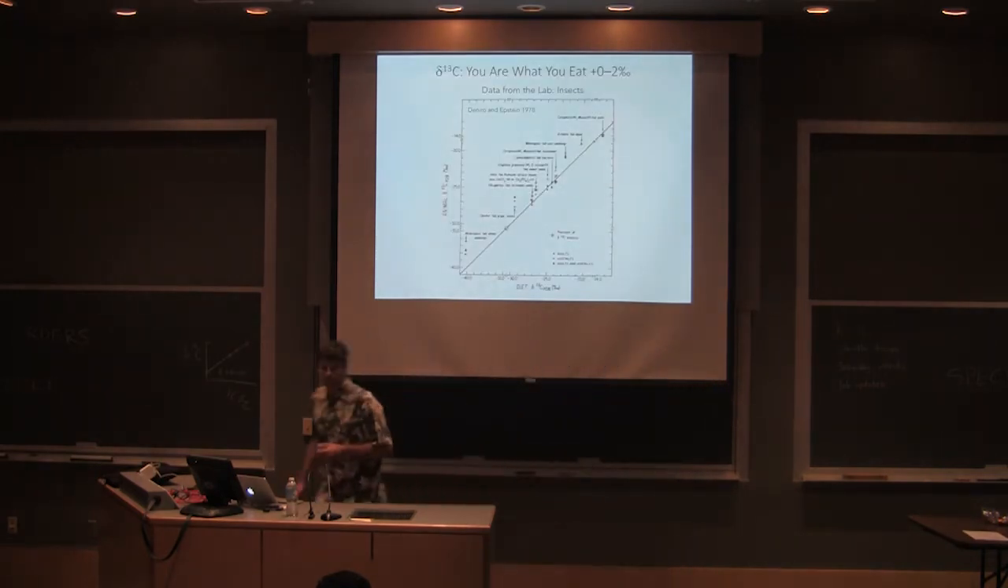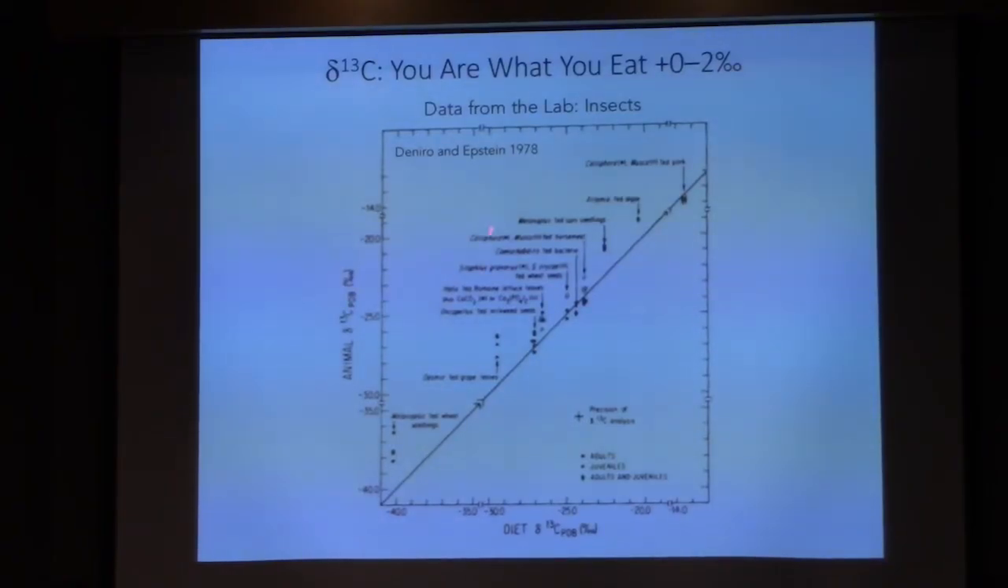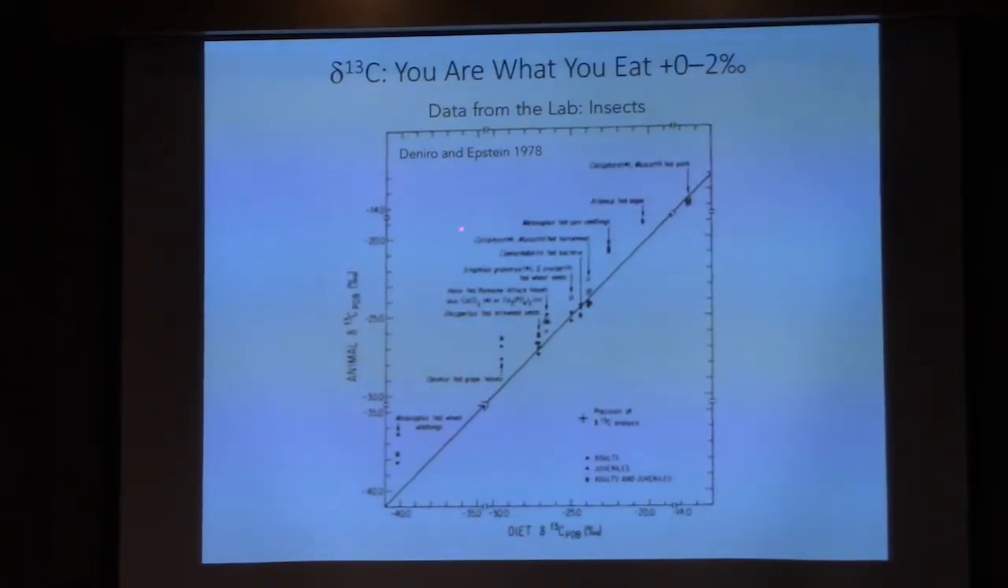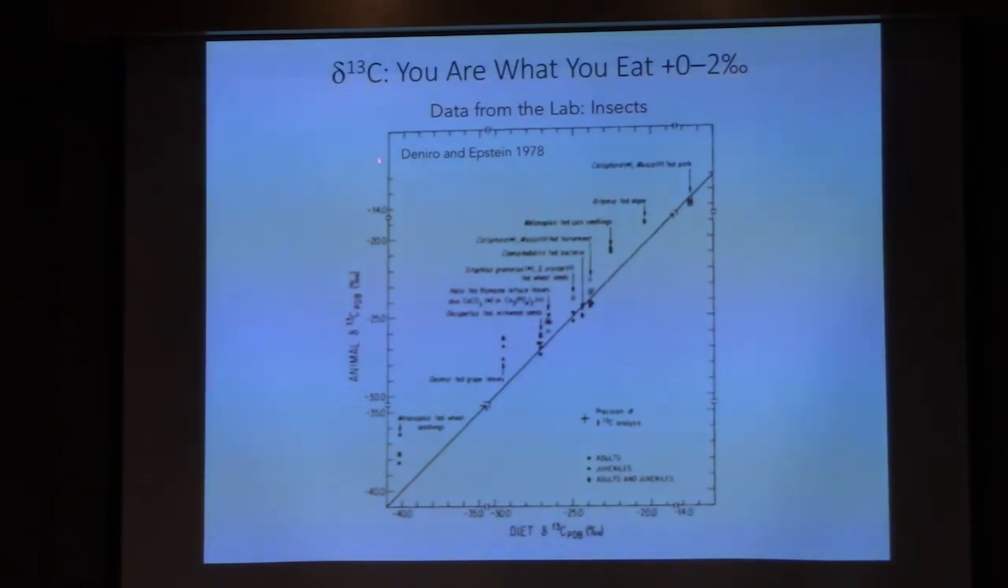All right, here's one of the first studies to do it. This is data published in 1978, DeNiro and Epstein. You've probably seen these names before in the last few days. Here we have a plot of animal carbon isotope values versus the diet carbon isotope values. That line there is the 1-to-1 line. So if you're on that line, that means you are what you eat.